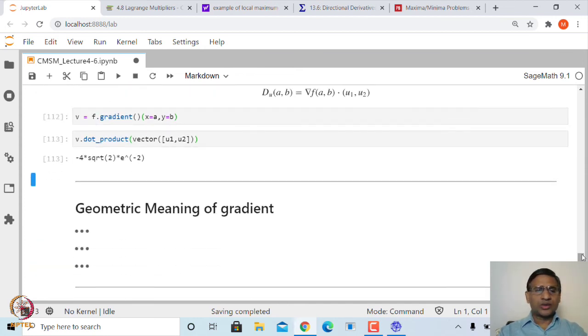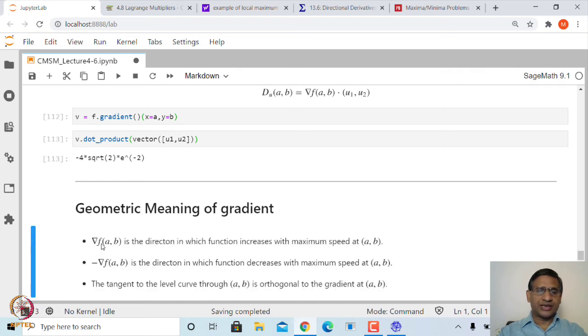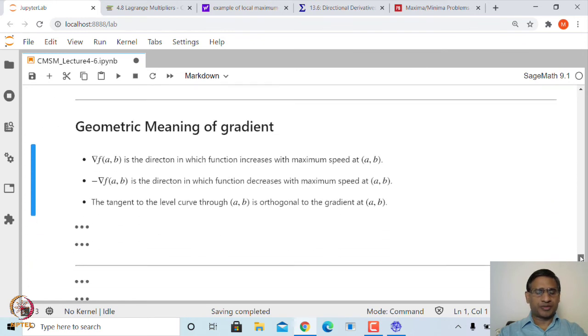You can look at what is the geometric meaning of the gradient of a function. The gradient of f at (a, b) is actually the direction in which the function increases with maximum speed. Similarly, the negative of the gradient is the direction in which the function decreases with maximum speed. So that's the geometric meaning of this. One can very easily show these two things. It is quite easy, a very simple problem. One can convert this into a one variable optimization problem, a one variable problem of maxima and minima.